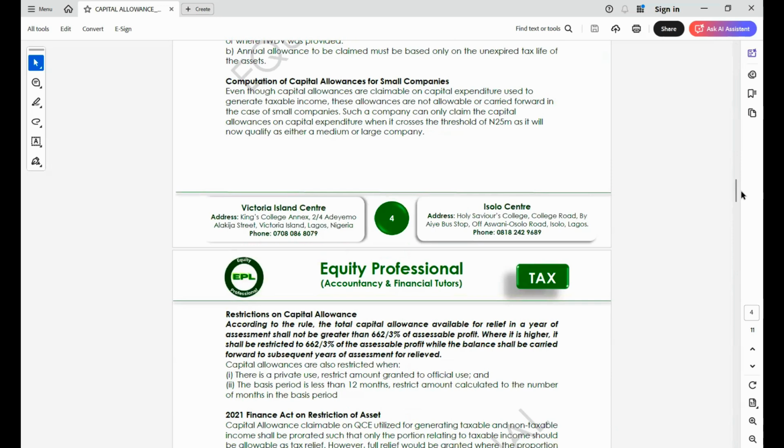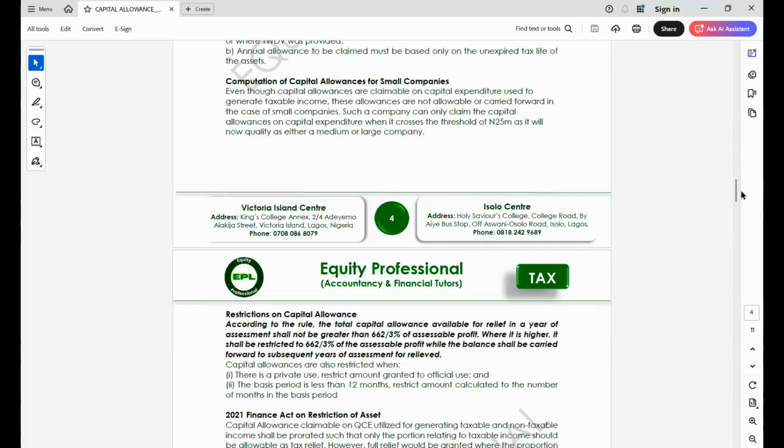initial allowance. So where you are told that the transaction is between related parties and not at arm's length, in that scenario, it is only the annual allowance that will be available for that category of asset. But where that is not mentioned, you are going to claim both initial allowance and annual allowance.